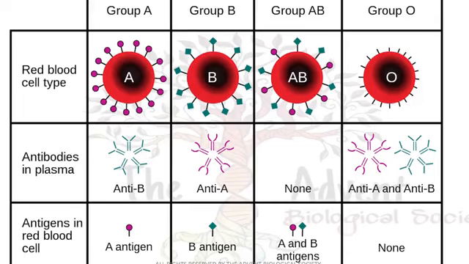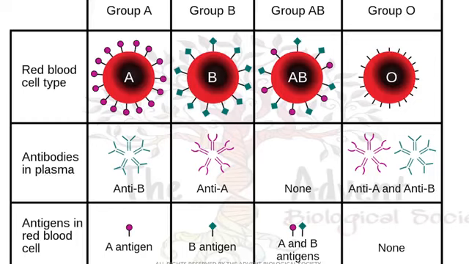So how is the grouping in case of the red blood cells done? We talk about the groups like in the form of A, B, AB and O. Okay, so how is this grouping done? Now this grouping is done by relating the antigens that are present in the red blood cell.